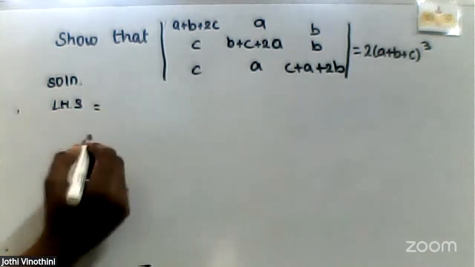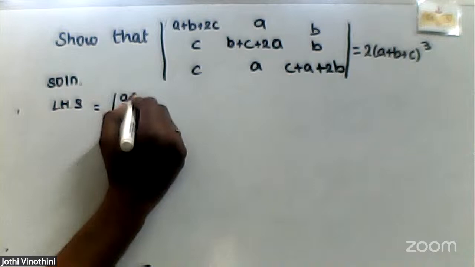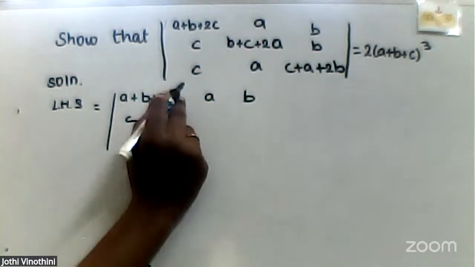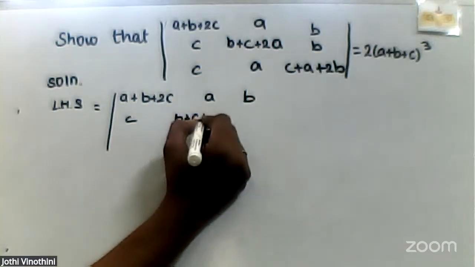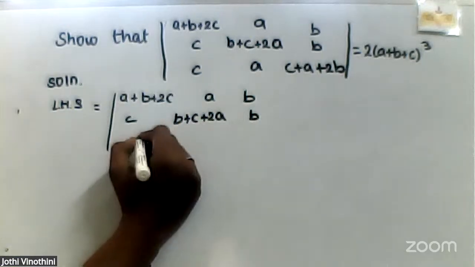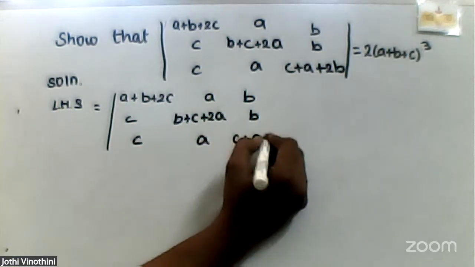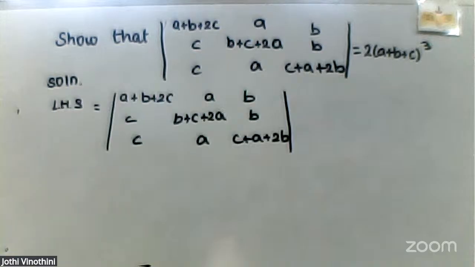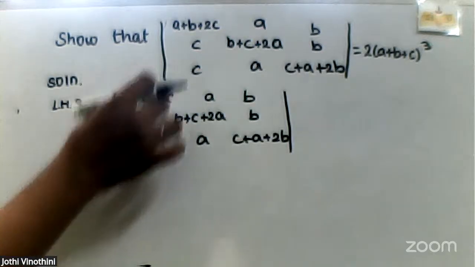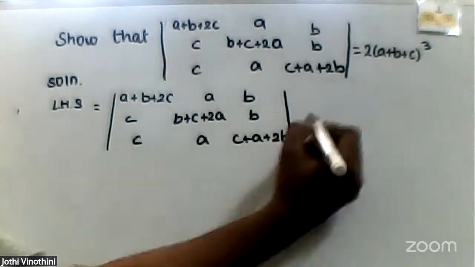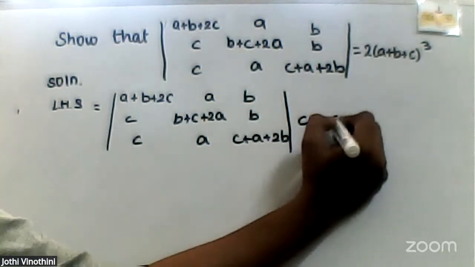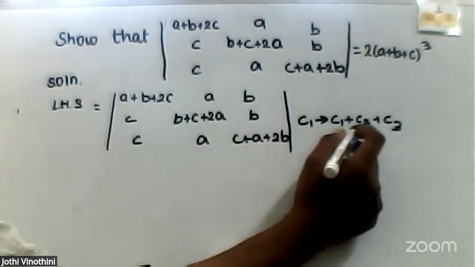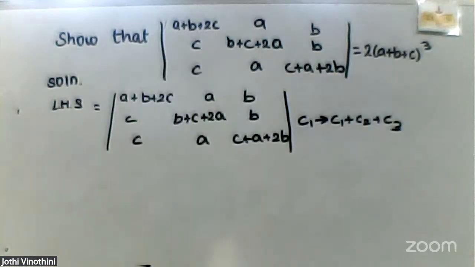LHS equals, the matrix with rows: a plus b plus 2c, a, b; b plus c plus 2a, b, c; c plus a plus 2b, and the other entries. So this is the given matrix, right? What I am going to do now is replace column 1 by adding all three columns. So C1 is going to become C1 plus C2 plus C3.